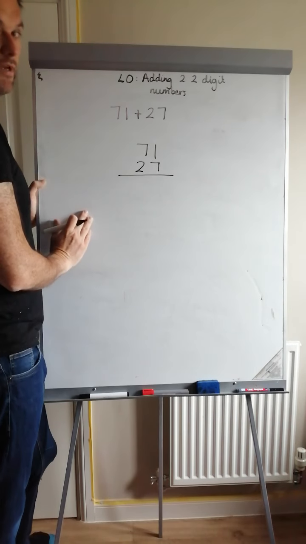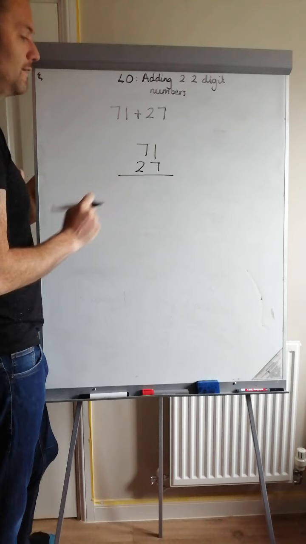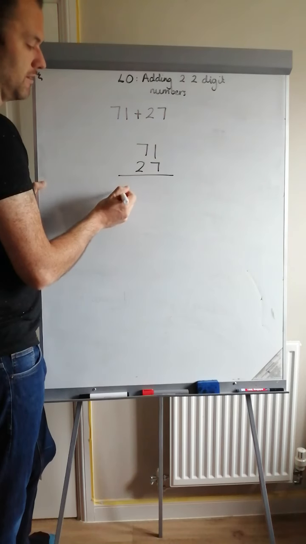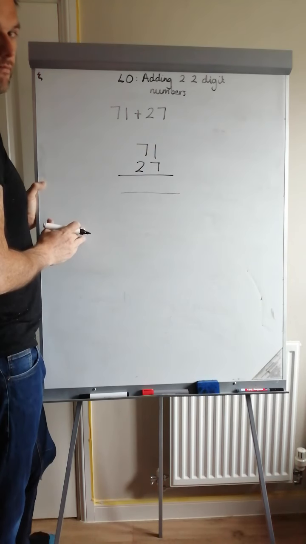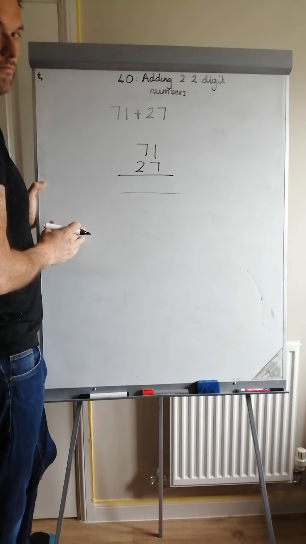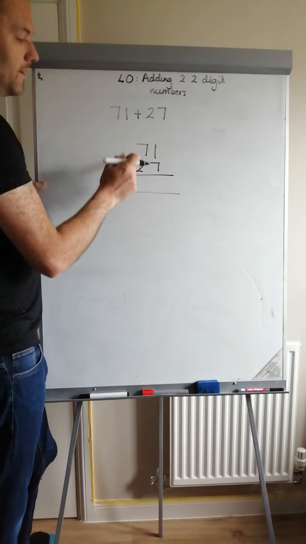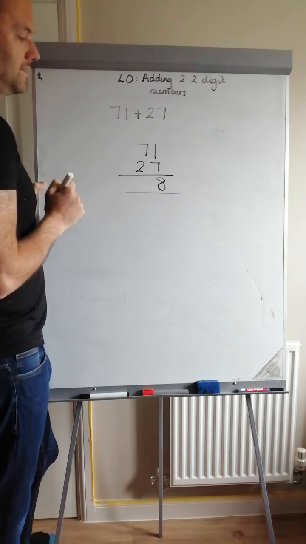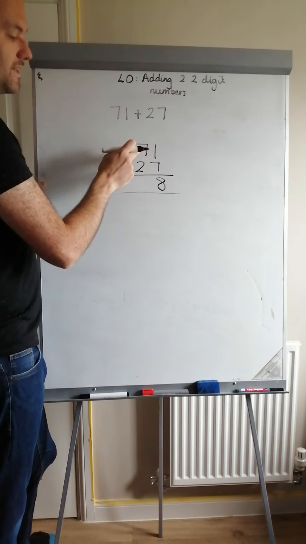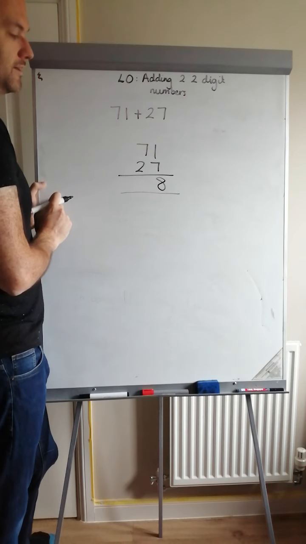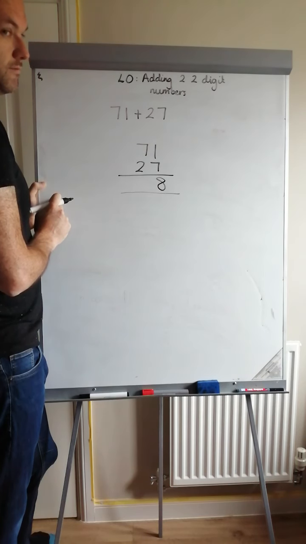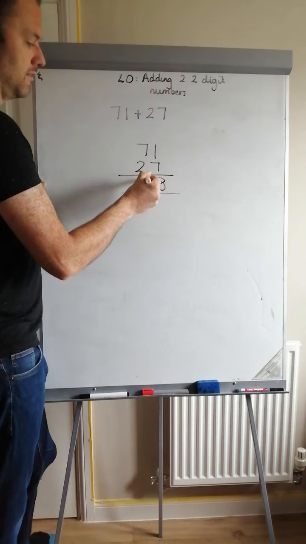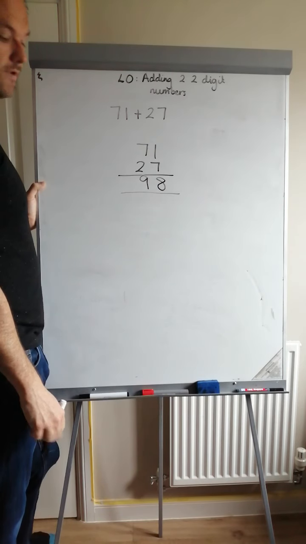So write down 71, put 27 underneath, get a scrap piece of paper or anything you've got around. First numbers we're going to add together is 1 and 7, and I want you to put the answer in there. Go. Good. Now, 1 add 7 or 7 add 1 is 8. Now we're going to have a go at this one. Well, this time it's 7 add 2 or 70 add 20. Go. So 7 add 2, 7, 8, 9. And the answer would be 98.